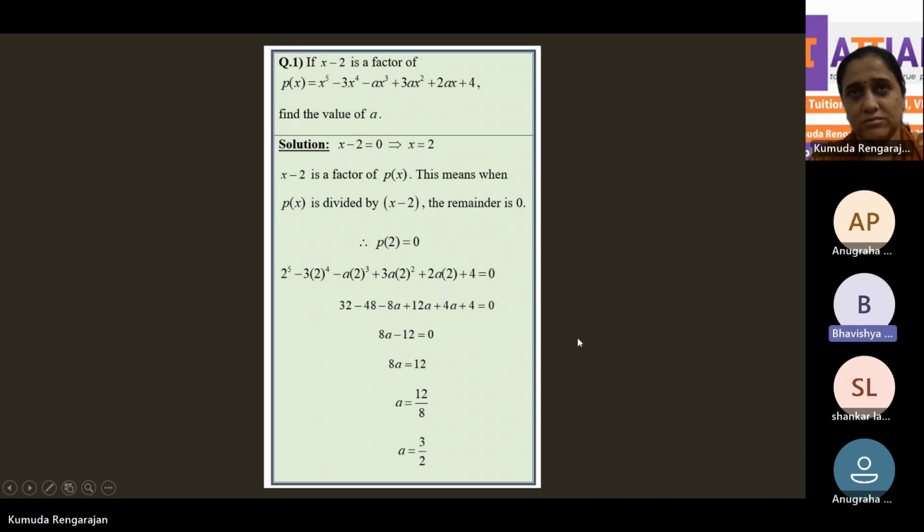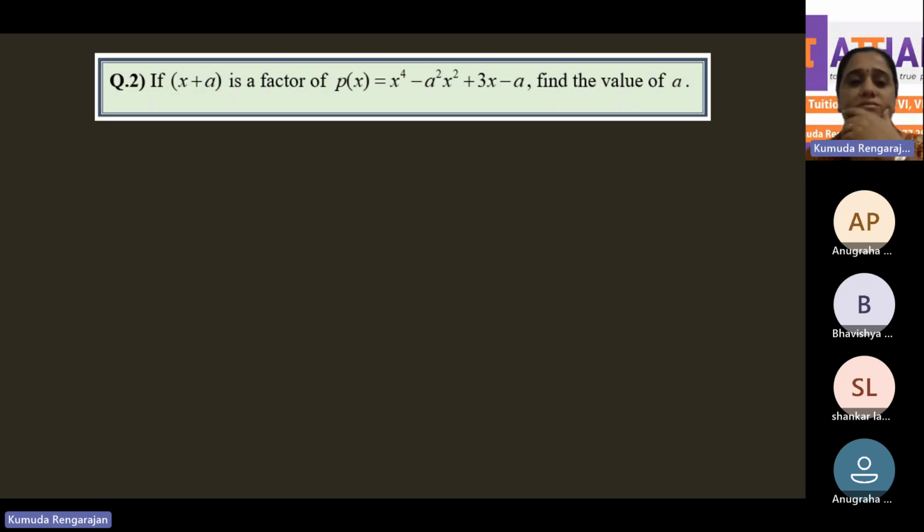Ma'am, I have left out 1 3x square in the question. Okay, you identified your mistake. That's important. What about Pranav? Miss, I didn't add the 4a, so only it came wrong. Almost it came correct, but I didn't add the 4a. Okay, fine. Okay, next one.